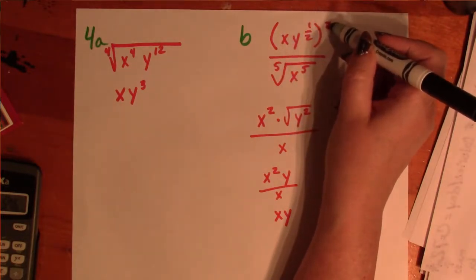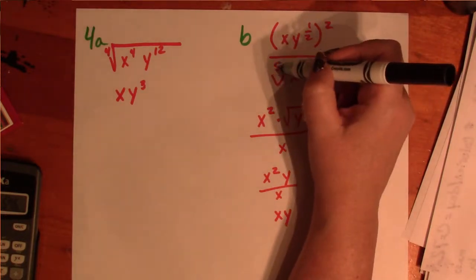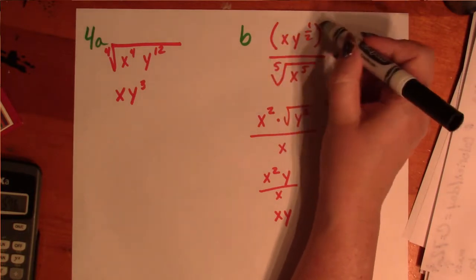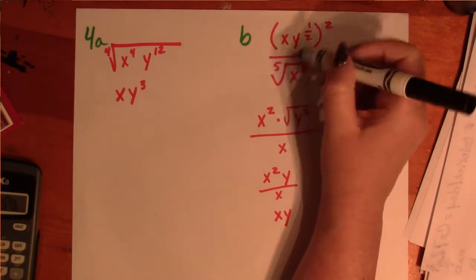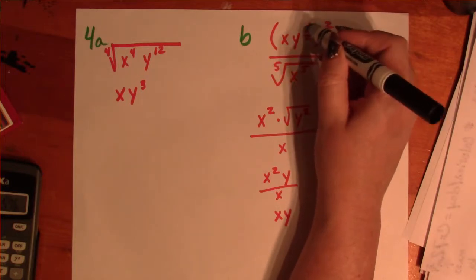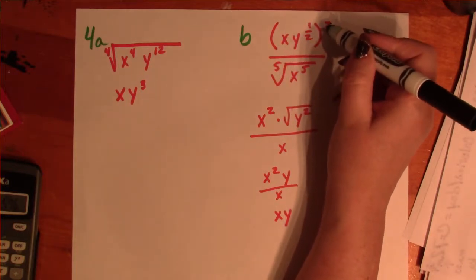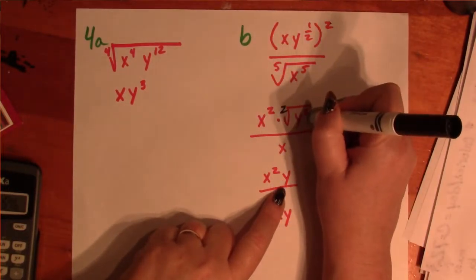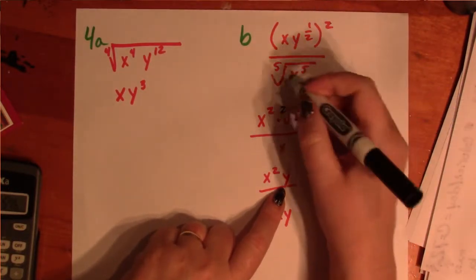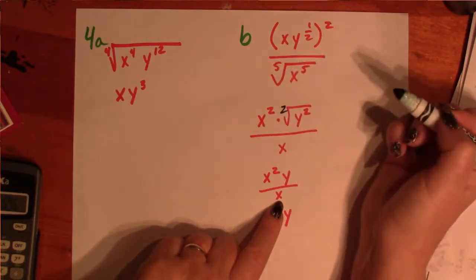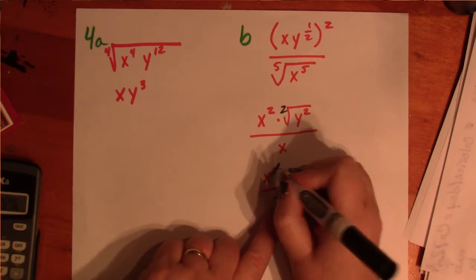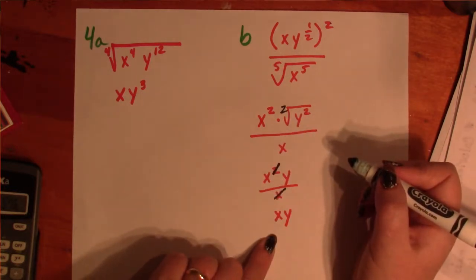xy to the 1/2 squared divided by the 5th root of x^5. This is x squared. This is y to the 2 over 2, which is y to the 1, and the 5th root of x^5 is just x. Now, this goes away, and I lose one of those, and I end up just with xy.